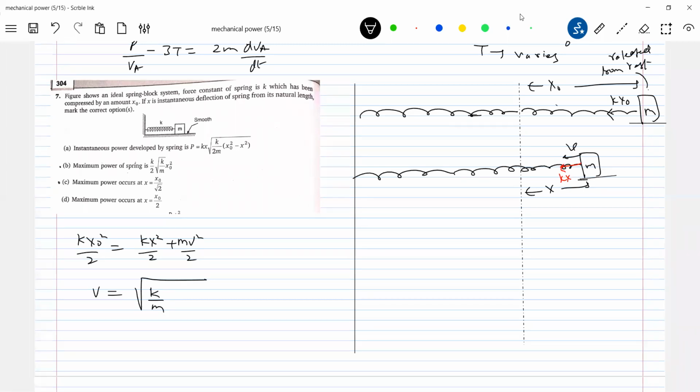No problem. Compressed or elongated, no problem. Instantaneous deflection of spring. What do you mean by deflection? No, sir, in the first case, it's not elongated, it's compressed. It doesn't matter, no? Elongation, compression doesn't matter. I can take it, no problem.